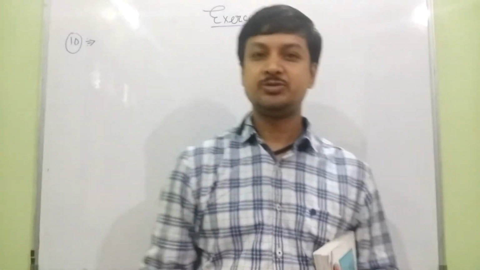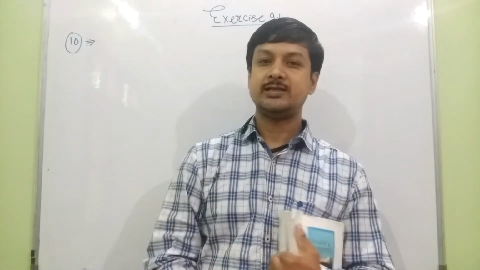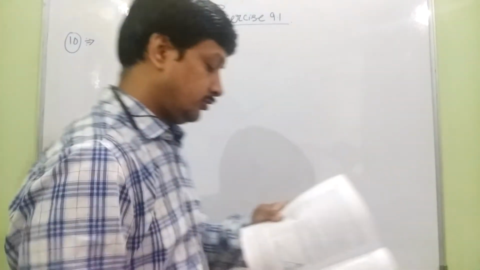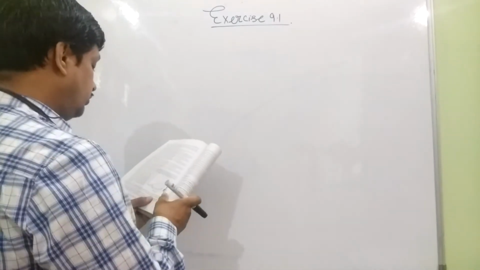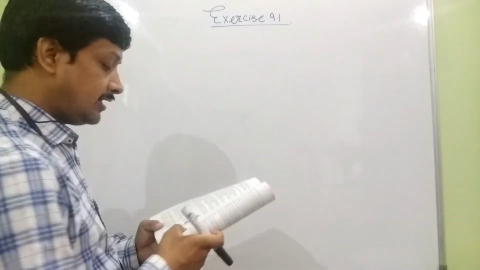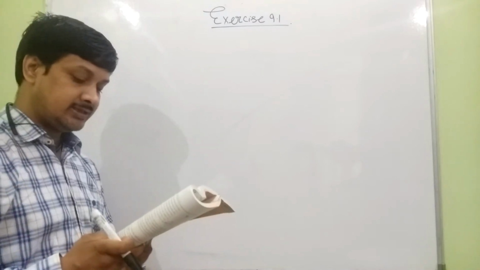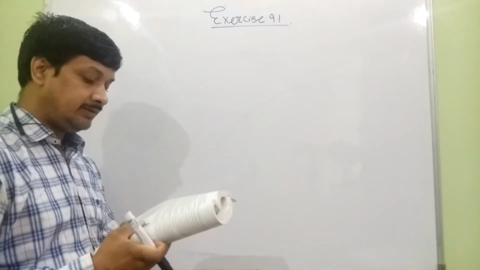Good morning, dear students. We are doing exercise 9.1 and today we will just start from question number 10. Question number 10 is: two poles of equal heights are standing opposite each other on either side of the road, which is 80-meter wide.